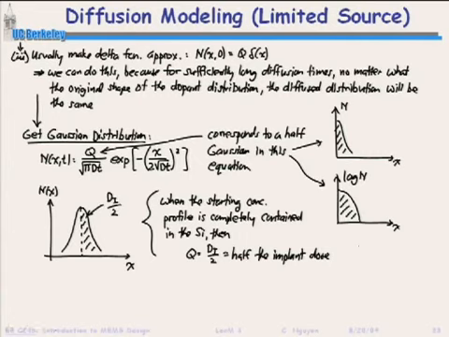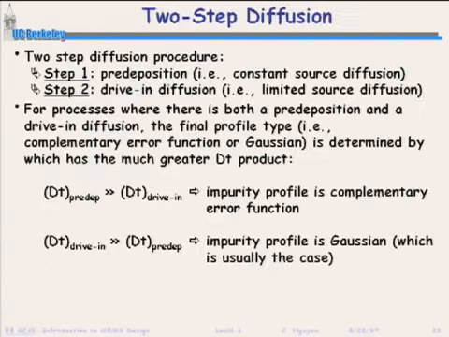So in the end, our diffusion procedure is a two-step process. We have a pre-deposition, which is a constant source diffusion. We have a drive-in diffusion after this, which is a limited source diffusion. For constant source diffusion, we found that the profile of the dopants was a complementary error function. For drive-in diffusion, which is limited source diffusion, we found that the profile is a Gaussian distribution.